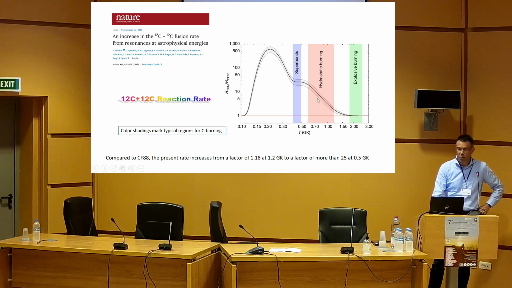The same reaction might be interesting in different astrophysical scenarios, so in the explosive burning or hydrostatic, so the quiescent burning, or for the superburst, depending, of course, on the temperature. This is the scale of the gigakelvin, so it means billions of Kelvin. And you can see that at 1.2 gigakelvin, when we are here, there was an increase of 18%.